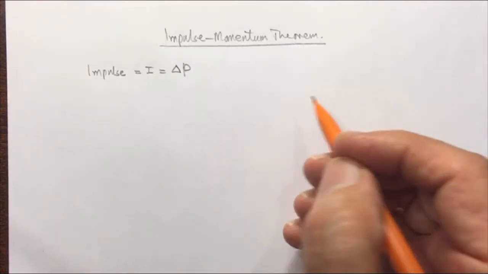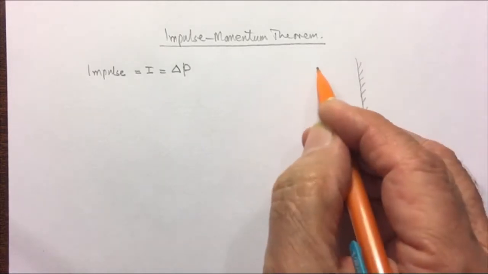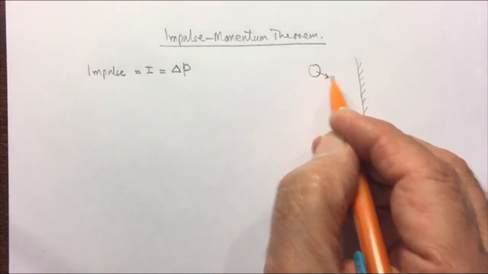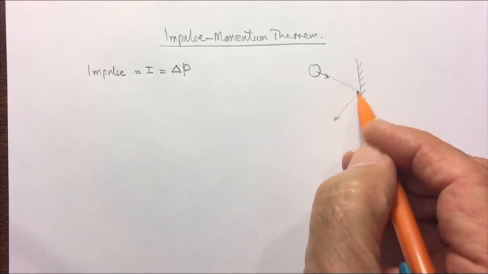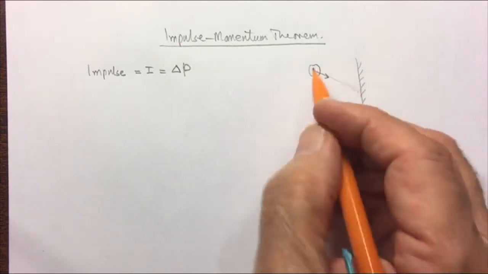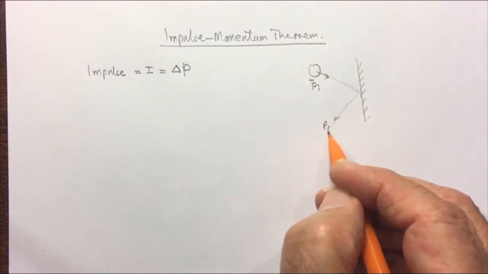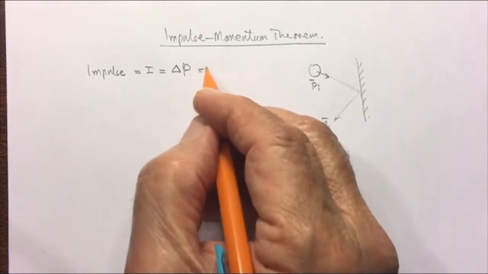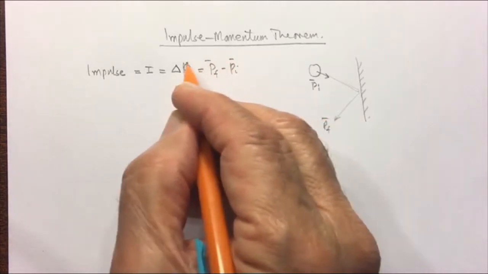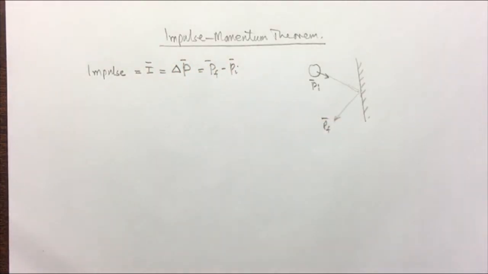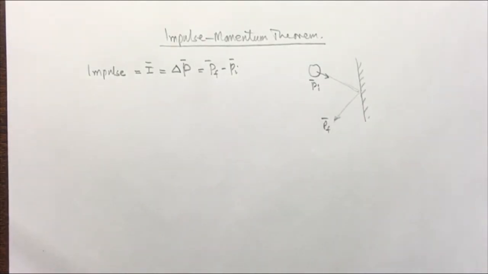So if you have a collision, for example, you have a wall and a ball comes this way, hits the wall and bounces off in this direction. So it has a collision, it has some initial momentum and some final momentum. The change in momentum, Pf minus Pi, is the impulse. So it's simply the change in momentum in a collision.